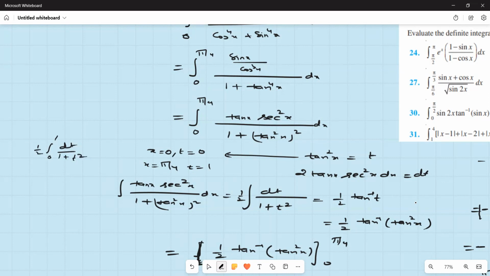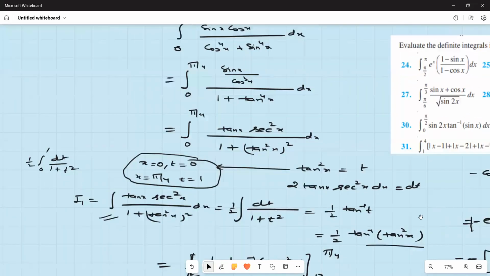Any way you can do. But if you are not sure of changing the limit, then just pick the indefinite integral, find out the value, substitute t, and then take the upper limit from here. You can call this I1 and so on, and substitute in that. Clear? Next question.